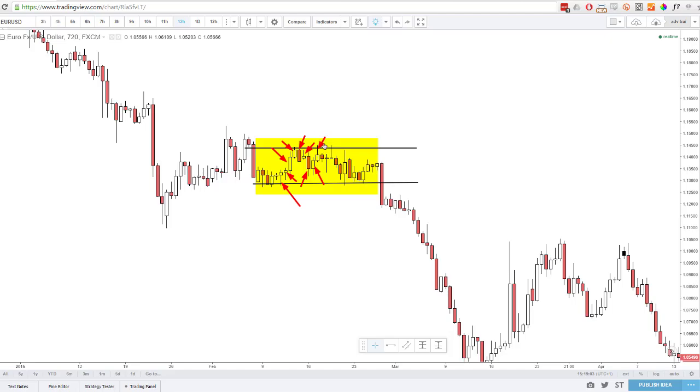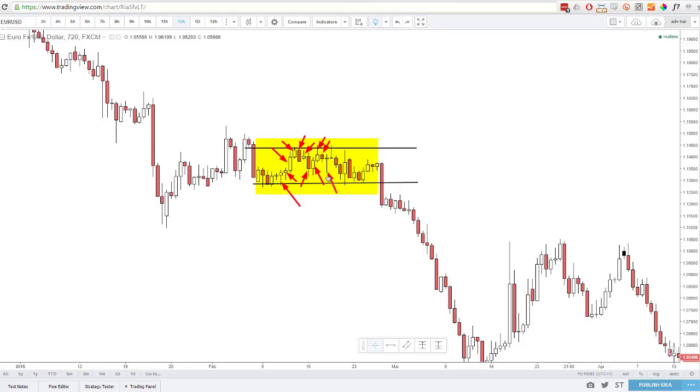Buyers tried to push up, but they couldn't maintain that long move, so they got pulled back down by sellers. Then we have kind of indecision. Sellers tried to push down, but they couldn't make any ground to the short side. Then we have indecision again.